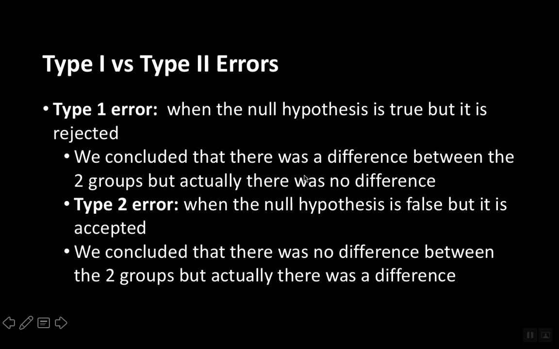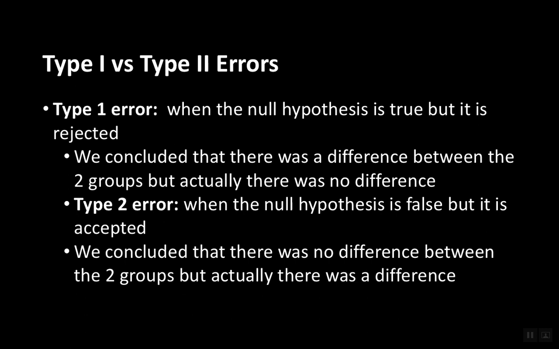So here we go. We concluded that there was a difference between the two groups, but actually there was no difference. Type 2 error: when the null hypothesis is false, but it is accepted, right? So when we reject the alternate hypotheses, right? So let's say the p-value was actually not less than 0.05 in this case, right? But when we did the study, the results showed that the p-value was, let's say, 0.09, right? So we said, okay, this is not significant, so that means what we did was wrong. So we rejected our hypotheses and accepted the opposite of our hypotheses, which is the null hypotheses.